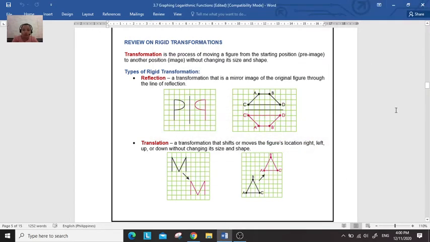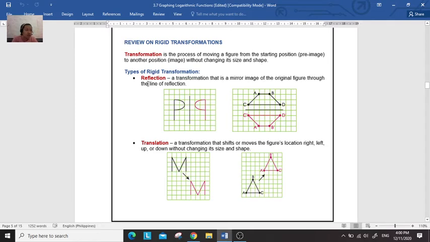Good day, students. I'm going to record the review on grid on transformation. Let's define first the transformation. In 3.7 graphing logarithmic function, transformation is the process of moving a figure from the starting position, which is the pre-image, to another position, which is the image, without changing its size and shape.